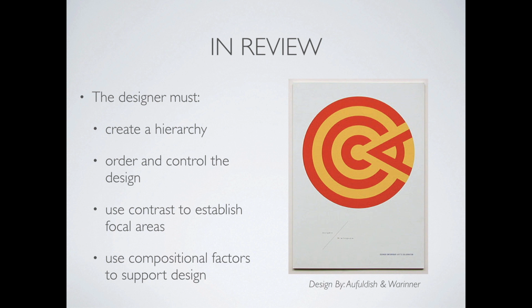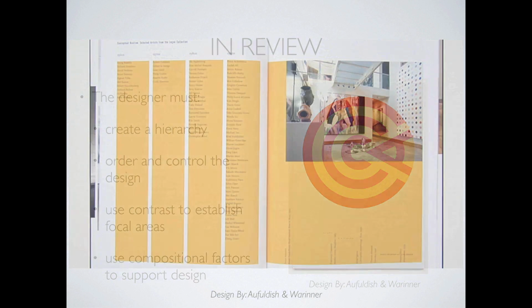So in review, you as the designer need to create some kind of visual hierarchy in your design. Could be in graphic elements, could be just in type. The size and shape of the type, the font used, etc. You control and order the design. What does somebody look at first? What do they look at second? What do they look at third? Use contrast to establish focal areas. Everything's horizontal, there's one vertical, that's where I start looking. Use compositional factors to support your design. Rule of thirds, diagonals, those kinds of things.